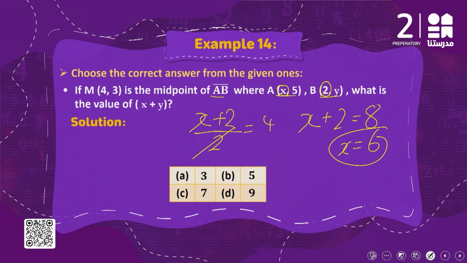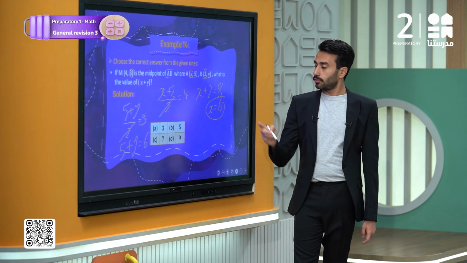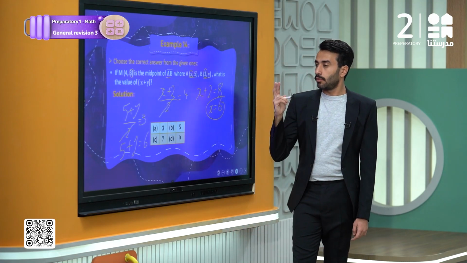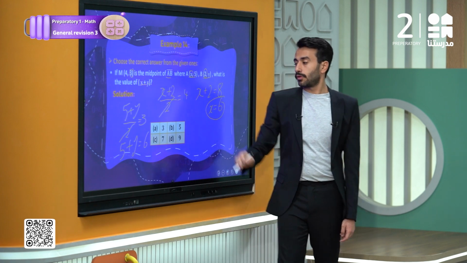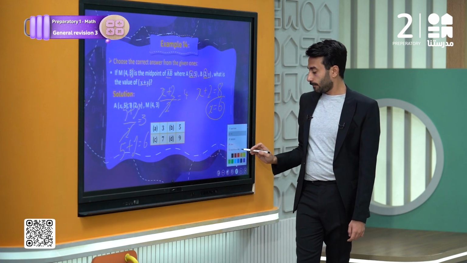For y, we have 5 and y. So 5 plus y, over 2, equals the value of y of the midpoint, which is 3. Now multiply by 2. This is 5 plus y equal to 6. So y is equal to 1 for sure. x equals 6. We need the sum of them. 1 and 6, this is 7. This is the right answer.